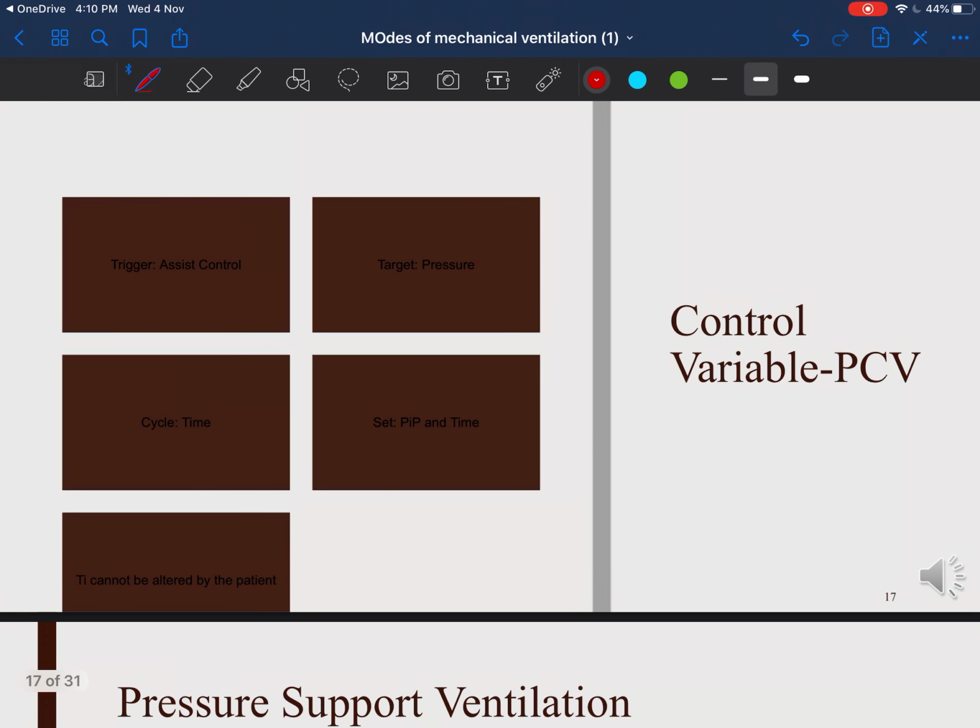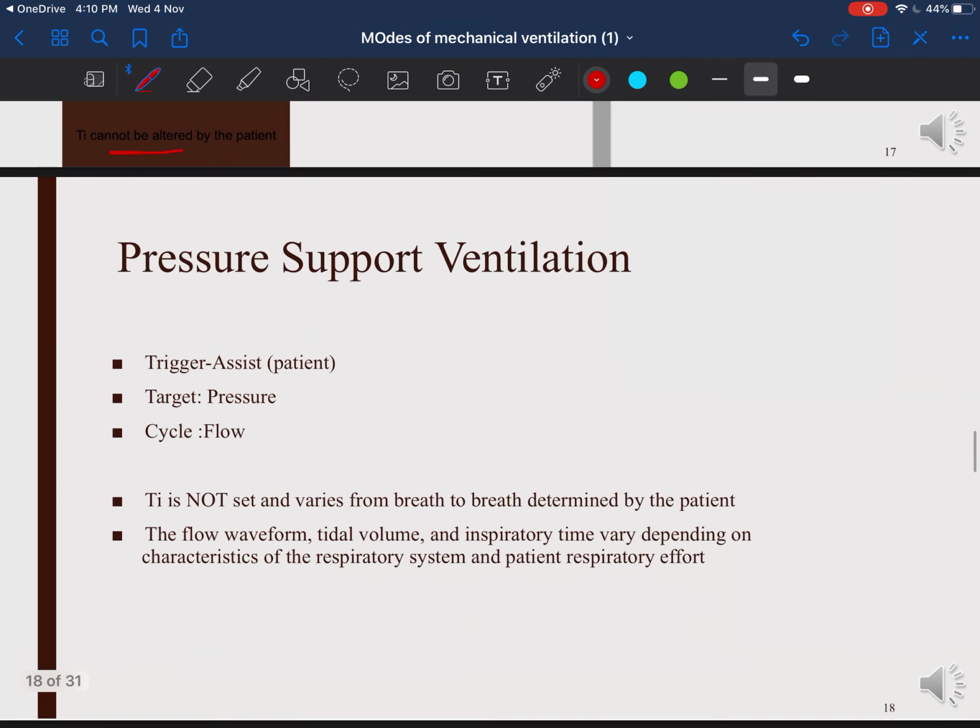Pressure controlled ventilation is where the target is pressure. The cycling is done by time. So you set your PIP and time. Again, your inspiratory time cannot be altered by the patient.